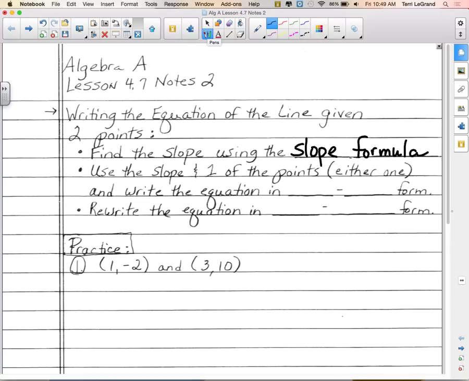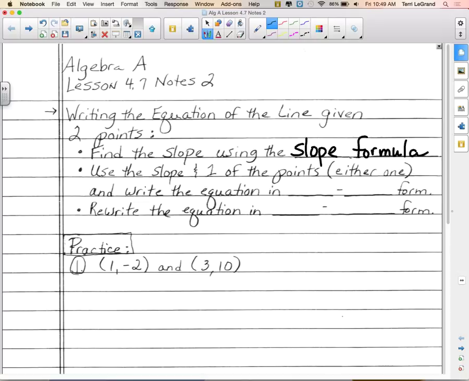So we're trying to do this algebraically. We need to use that slope formula to find the slope first, because next we're going to use point slope form, and point slope form needs 2 things. It needs the slope, and it needs a point. Notice we haven't learned anything called point-point form. If there was a point-point form, we could use it today. But there's not one.